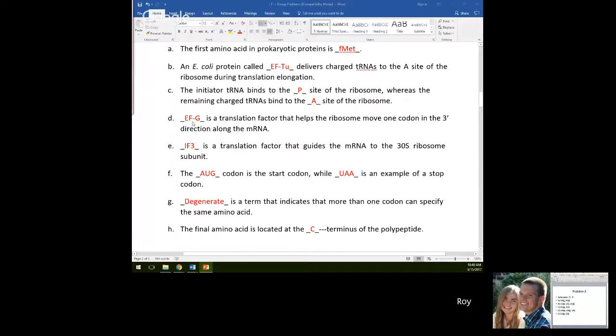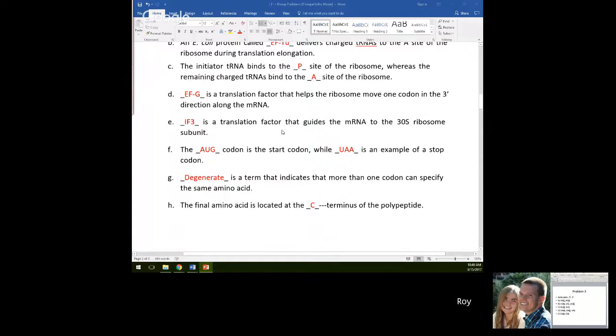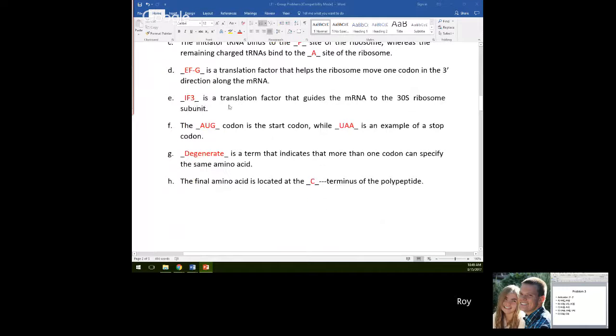D is EF-G, a translation factor that helps the ribosome move 1 codon in the 3' direction along the mRNA. I think that's one that also uses GTP. IF3 is a translation factor that guides mRNA to the 30S ribosome subunit. That's just in the reading.